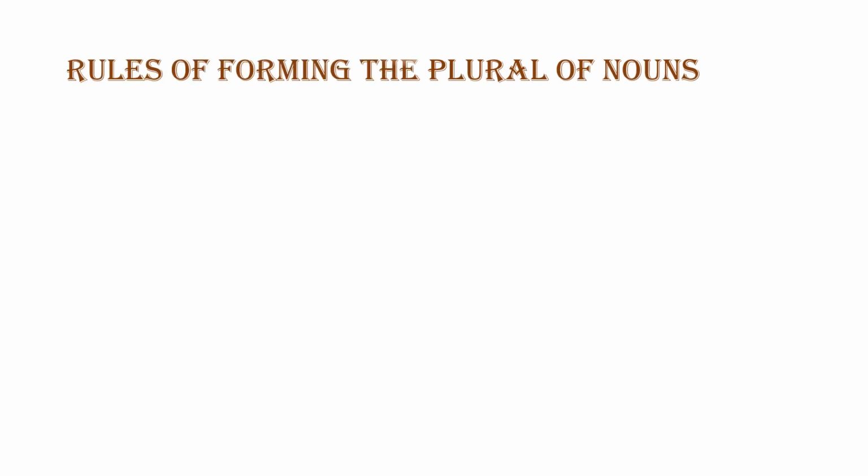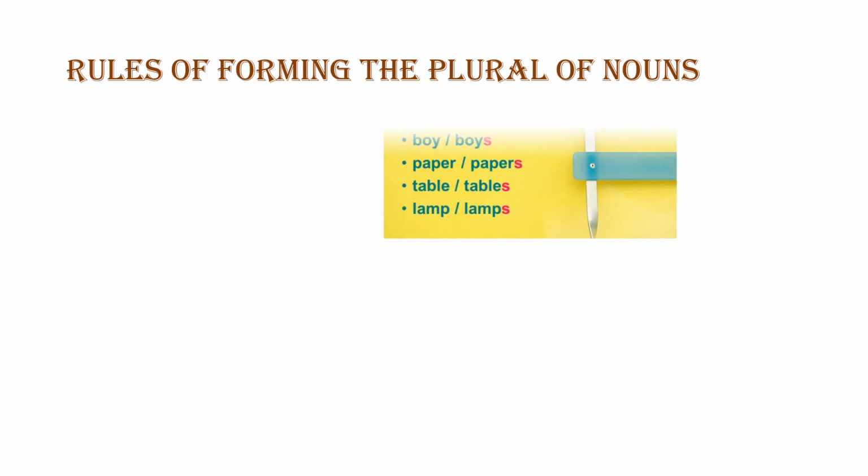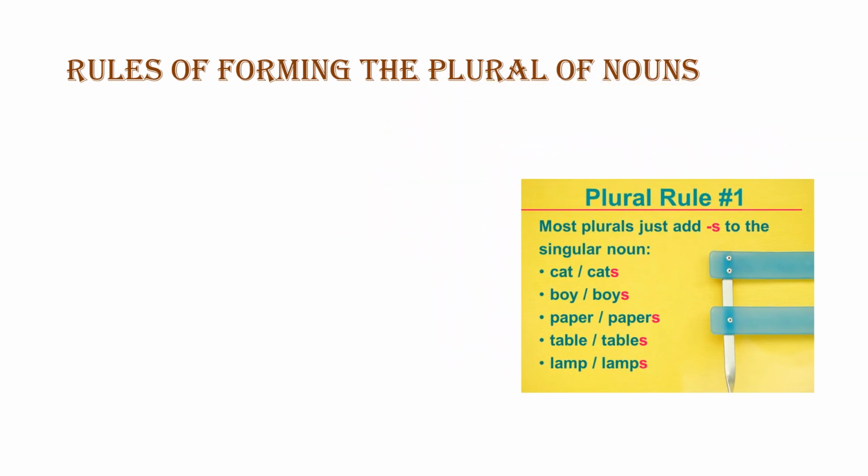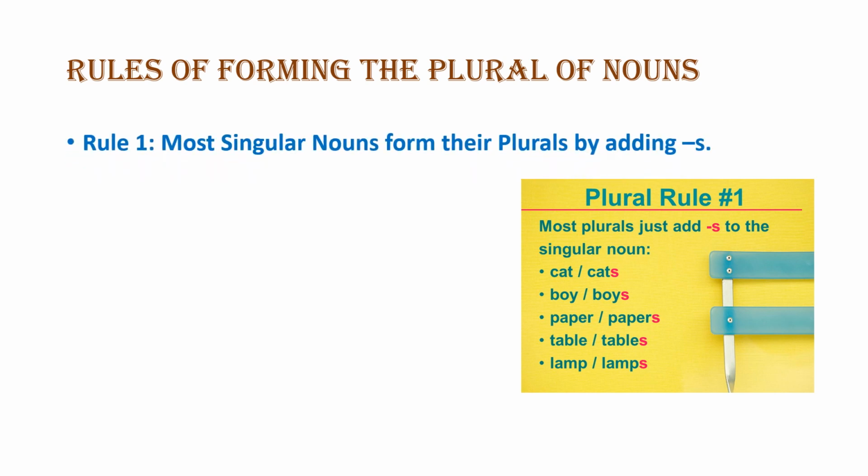So, as I already said, the topic is not new for you. We are just doing the revision. And for revising, we just have to remember the rules of forming the plural of nouns. So, rule number one is most plurals just add s to the singular noun. As you can see in the examples, cat, cats, boy, boys, paper, papers, table, tables, lamp, lamps. So we can change the number of singular nouns by simply adding s.